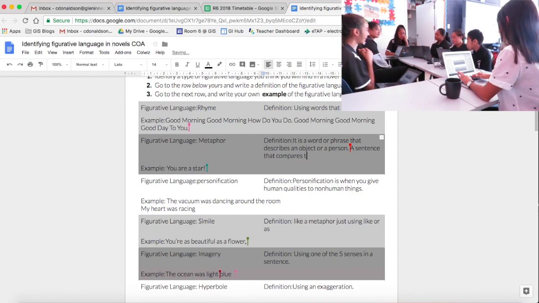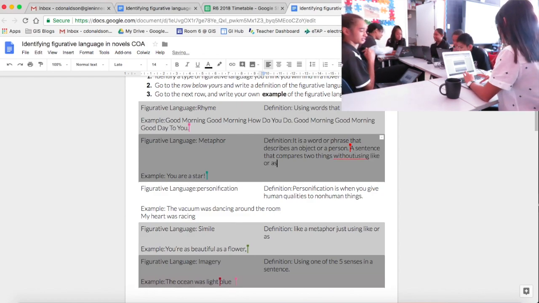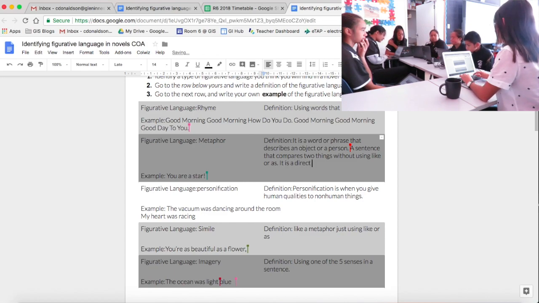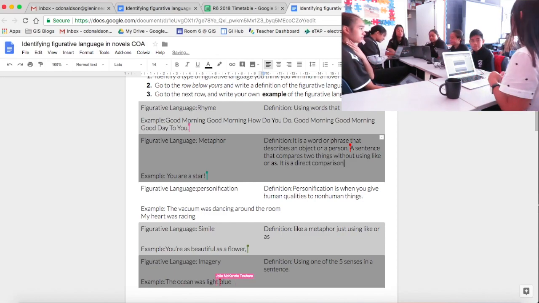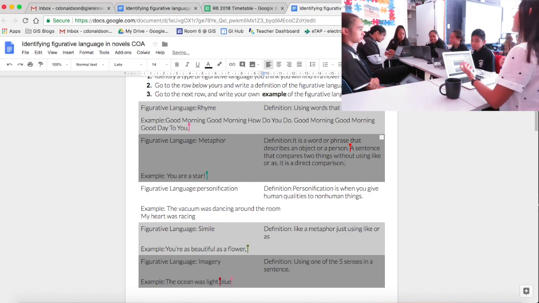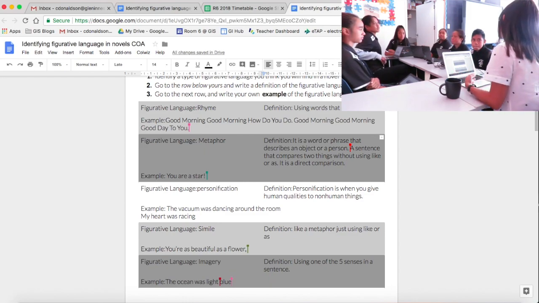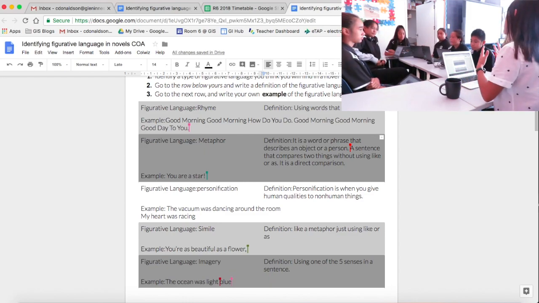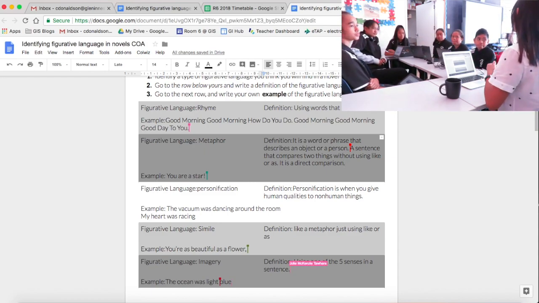So I was wrong. It's just the same thing. Yes. No. It is a direct comparison. And what we mean by direct comparison is that it's not saying you are like a star, it's saying you are a star. So it's more direct, it's making it more obvious that those two are the same.